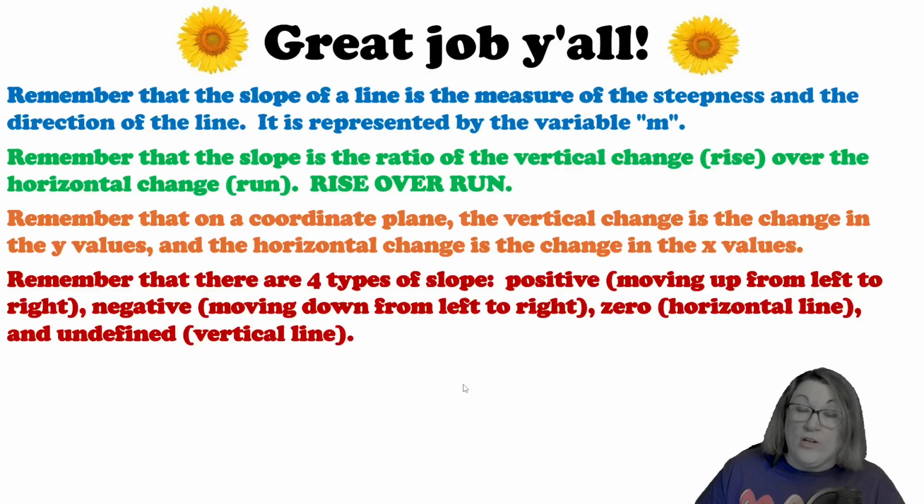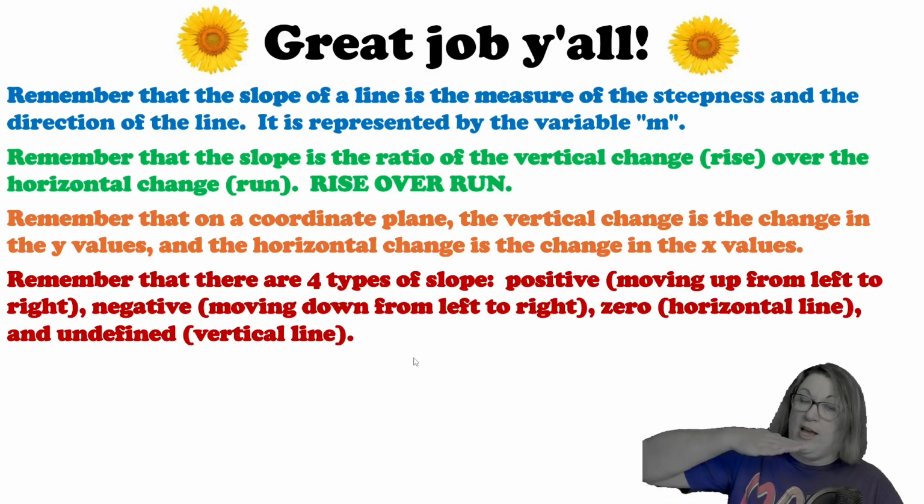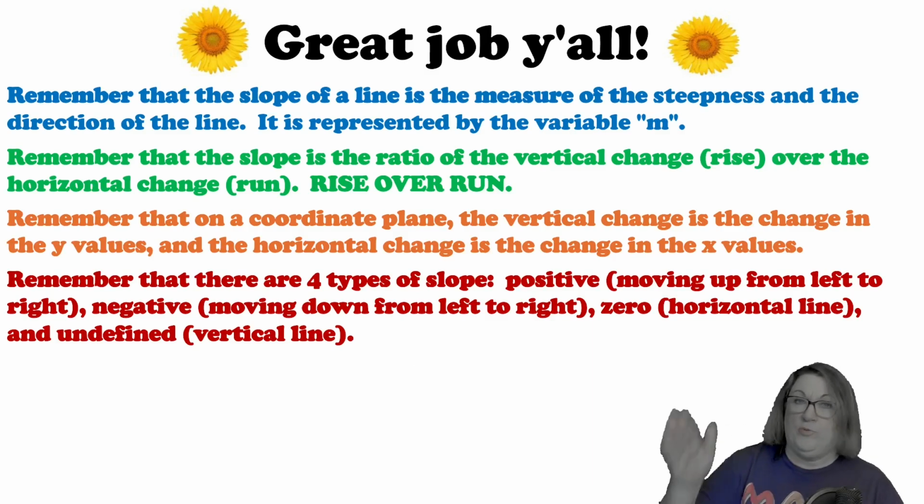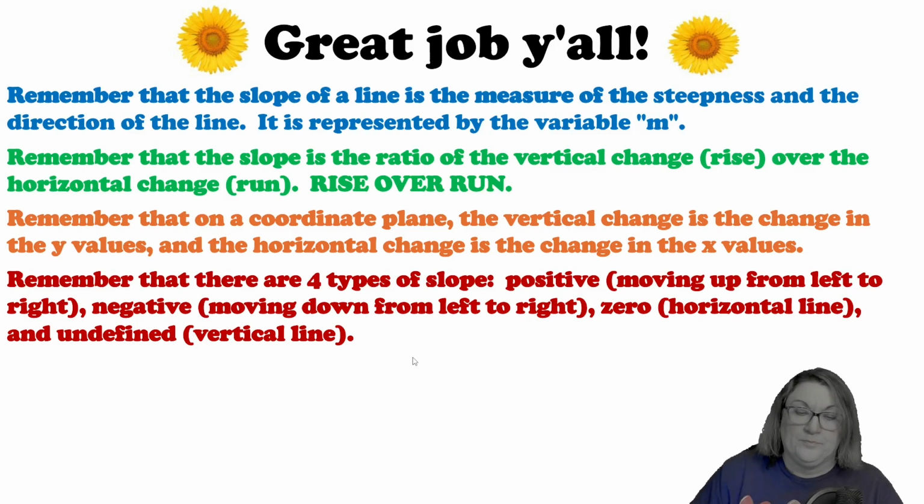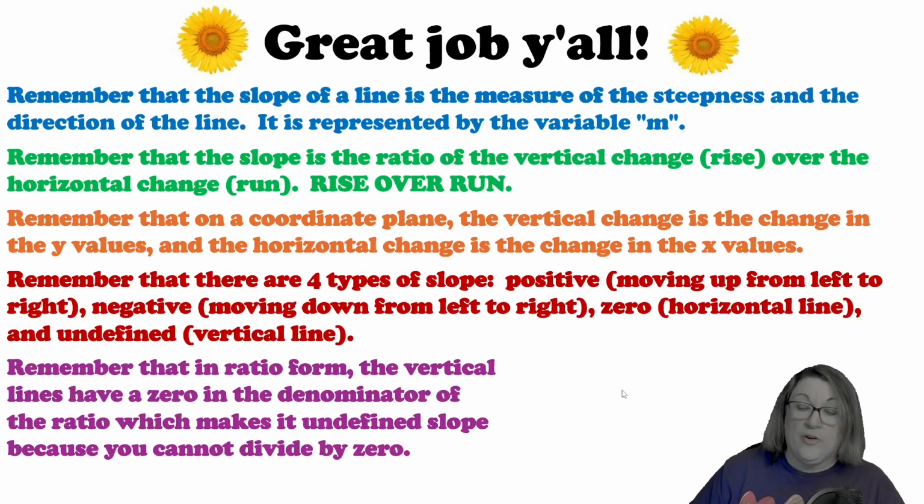Remember that there are 4 types of slope: positive, which is moving up from left to right; negative, which is moving down from left to right; and then 0, which is your horizontal line; and then undefined, which is your vertical line. Remember that in ratio form, the vertical lines have a 0 in the denominator of the ratio, which makes it undefined slope, because you cannot divide by 0 in math.